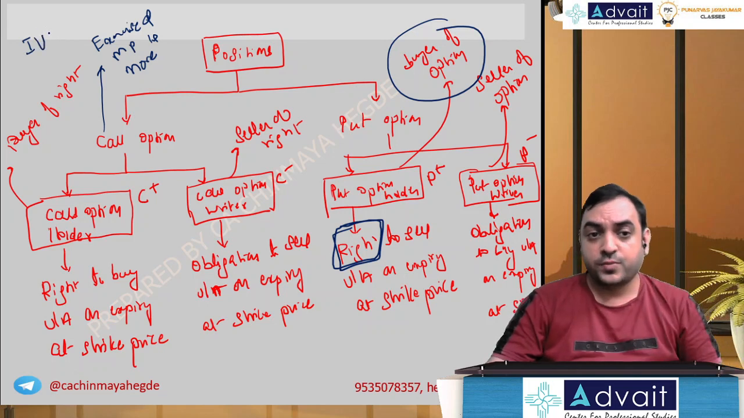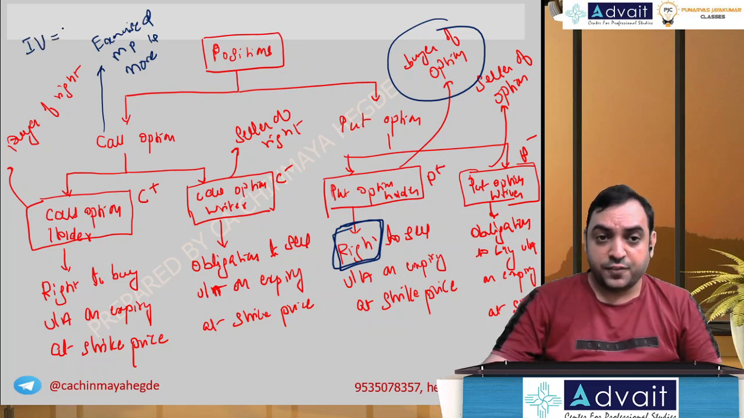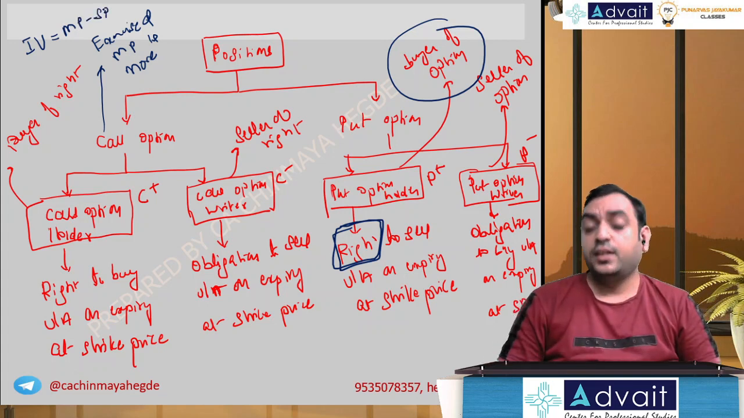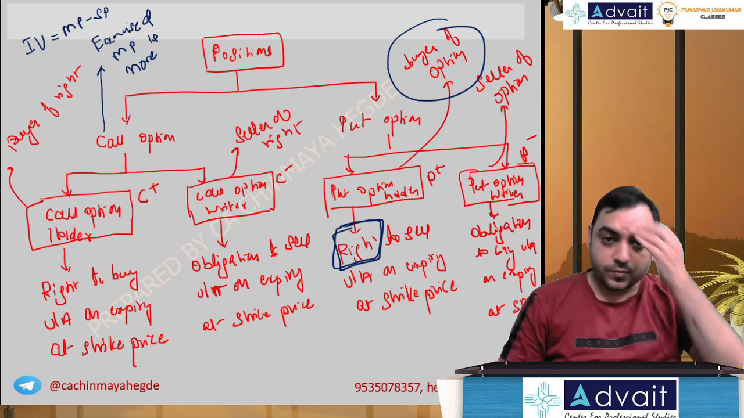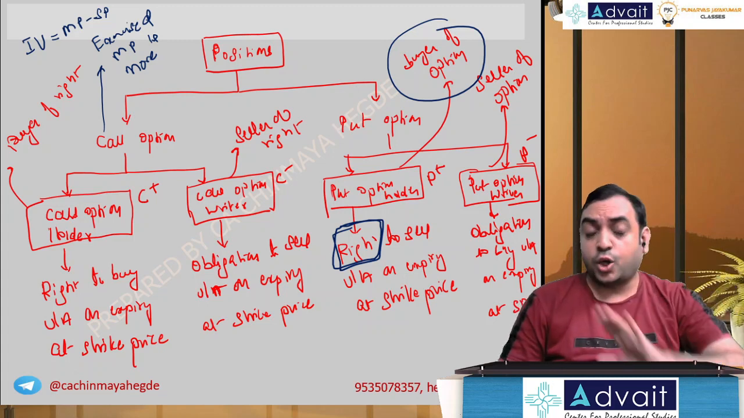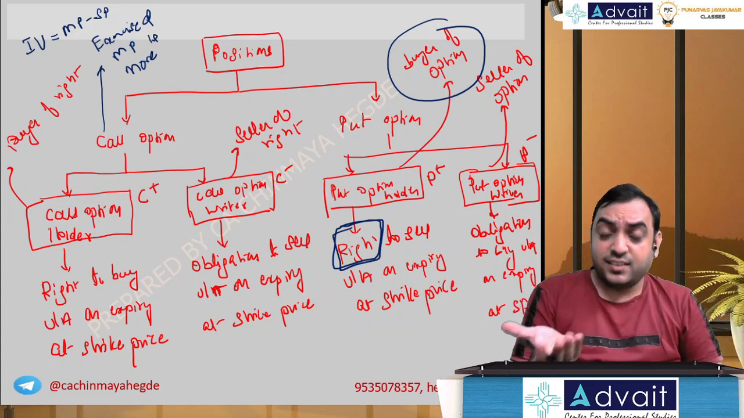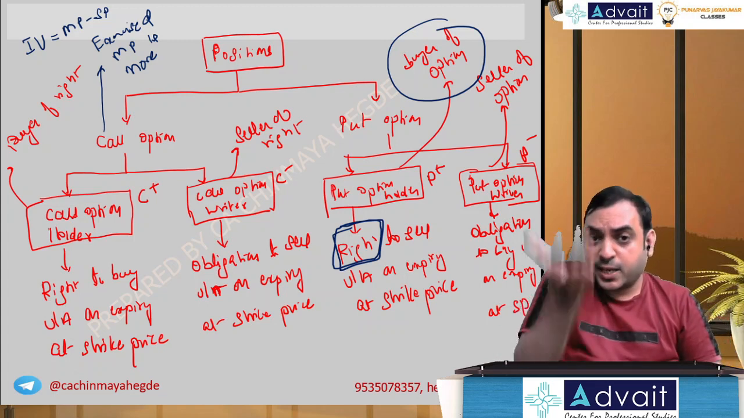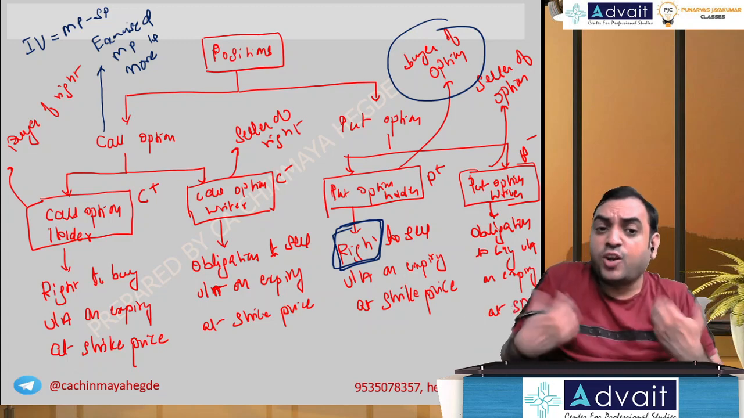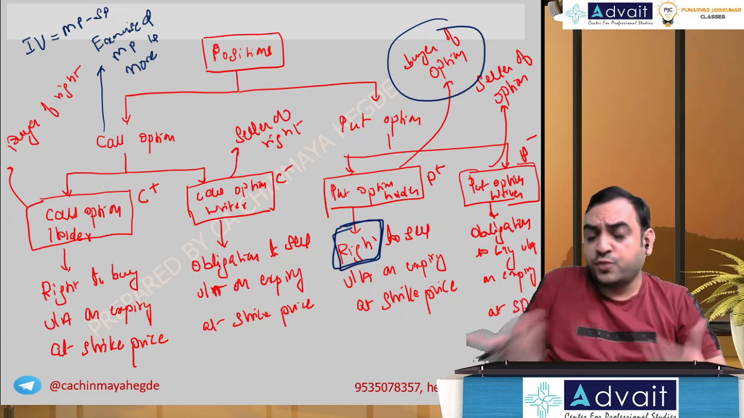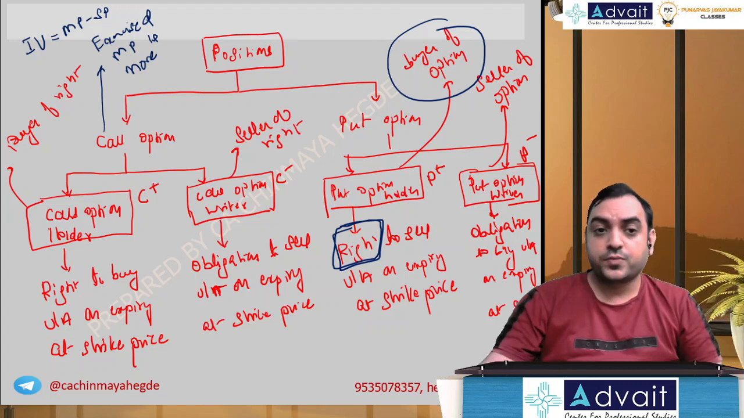You write the full form, IV, intrinsic value, the difference between MP, market price on expiry, minus SP, strike price. And remember, it cannot be below zero. Why? Because if the market price is less than the strike price, I will not exercise. I have an option, that's the difference between options and futures. So intrinsic value is market price minus strike price, exercised when the market price is more.